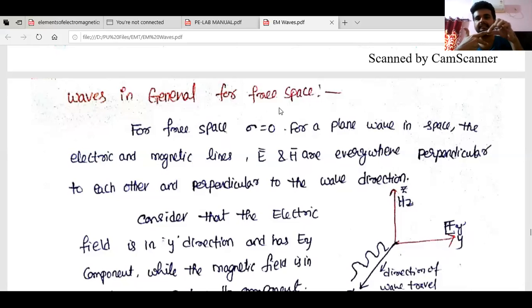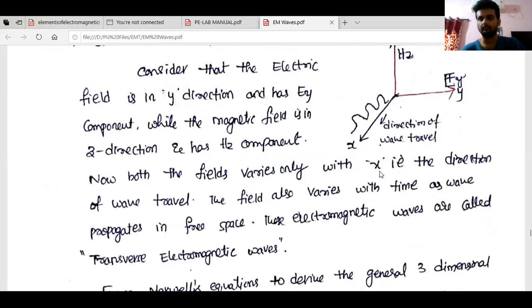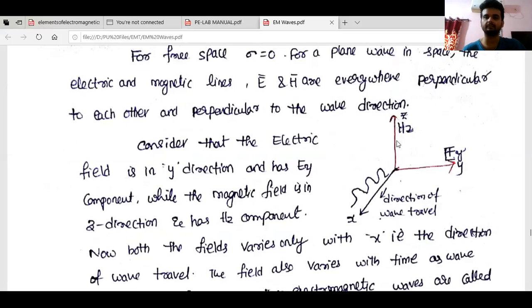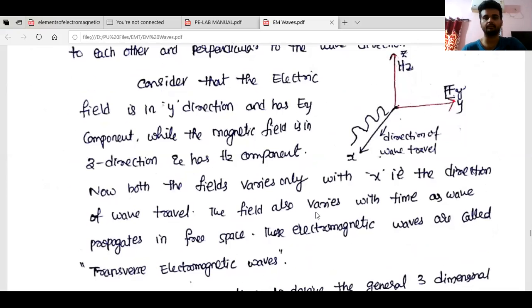That means if this is the x-axis and this is the y-axis, with the electric field along x and the magnetic field along y, the wave will traverse in the z direction. So the direction of wave travel is always perpendicular to both electric and magnetic field. See this diagram here: along the y-axis there is E_y, the electric field, along the z-axis there is the magnetic field, so the direction of wave travel will be along the x-axis. This is the basic concept of waves. They are perpendicular to the direction of both electric and magnetic field, and electric and magnetic field are always perpendicular to each other.